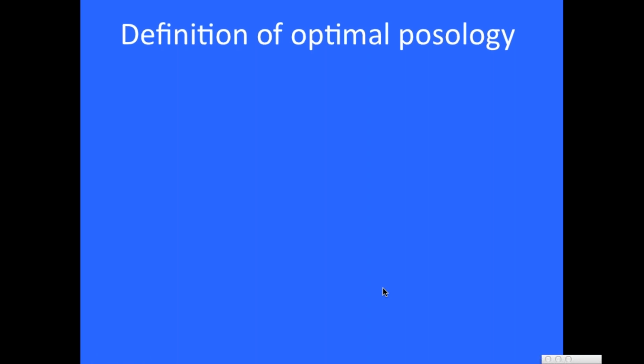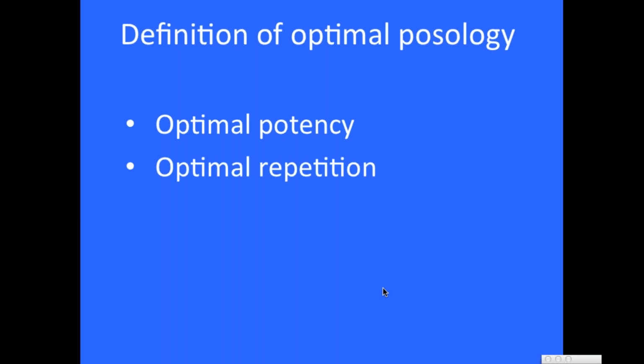Okay, so let's go over the optimal prescription, which we did in a prior webinar with your group in 2016, last year. So we'll just go over it very briefly. Optimal prescription means optimal potency. That means the potency must be individualized, like the remedy must be individualized. Optimal repetition.